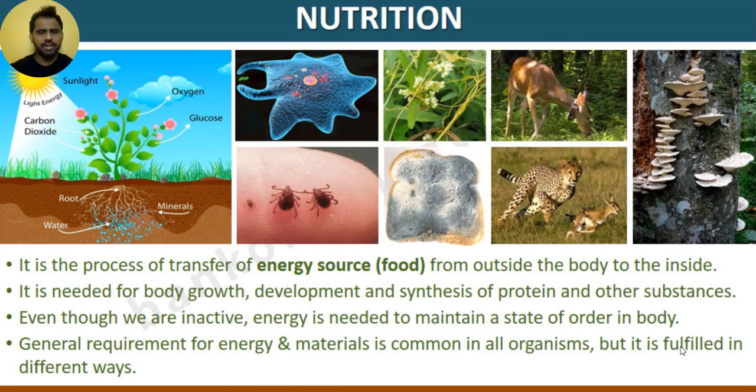Now let us start with understanding nutrition. What are the different types of nutrition that take place in plants and animals? First, let us see the plants. They take the help of sunlight and light energy. They take carbon dioxide as input. They give out oxygen to us, which we take as input. They give out glucose. They have roots. They get water from the bottom to their roots and they get minerals. Okay, so this is an example of nutrition in plants.